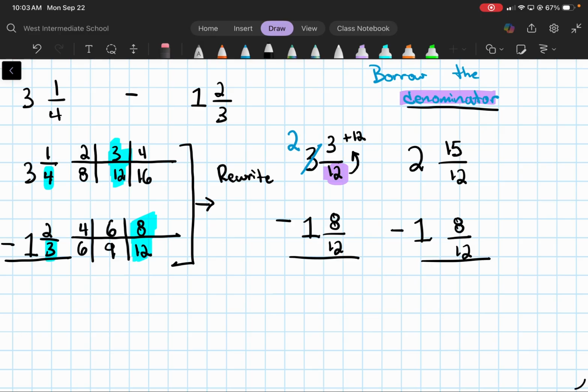When you borrow with fractions, you don't borrow a 1, you borrow the denominator. So the 3 changes to a 2. And to borrow with fractions, whatever the denominator is, that's what you add to the top. So 3 plus 12 equals 15. Now, can we do it? Yes. 15 minus 8 equals 7 12ths, and 2 minus 1 is 1.